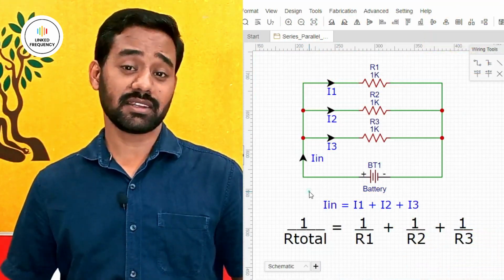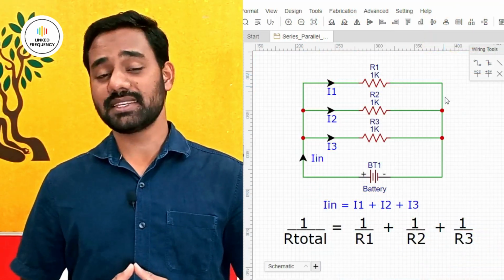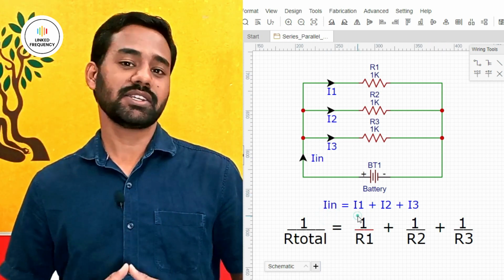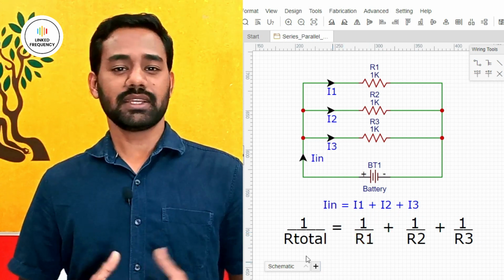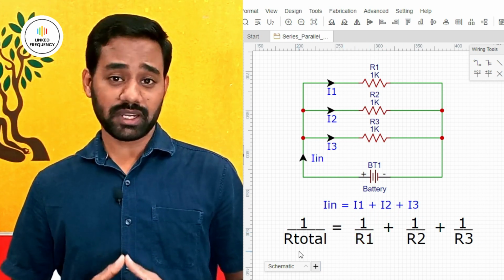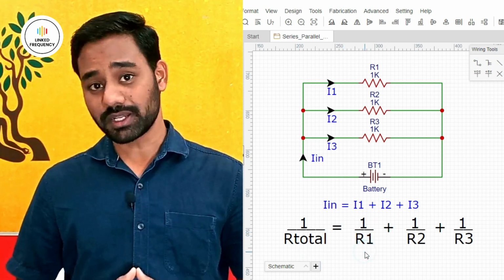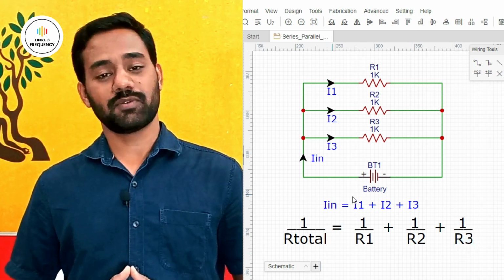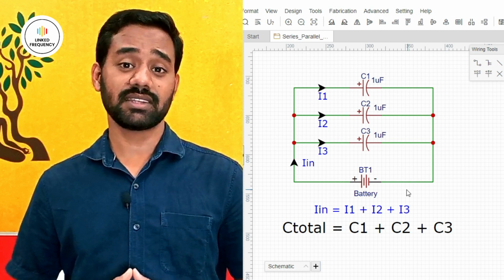Now let us talk about the parallel connection of the same passive components. First of all, I'll consider a resistor. In this case, you can see that all the components are connected to a single point and current is distributed throughout the circuit. In case of a resistor, the total equivalent resistance, which is 1 by R total, is equal to 1 by R1 plus 1 by R2 plus 1 by R3. Now let us consider the capacitor.